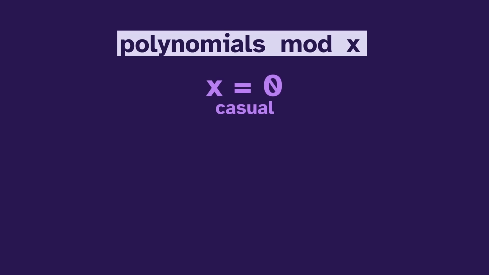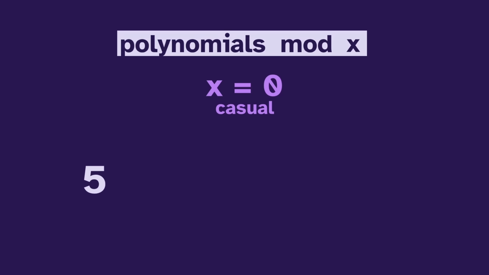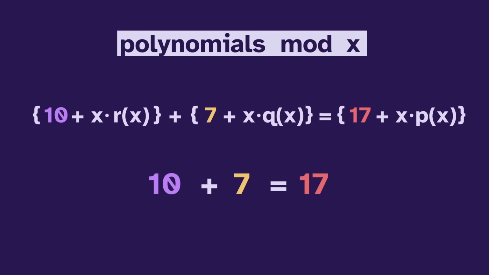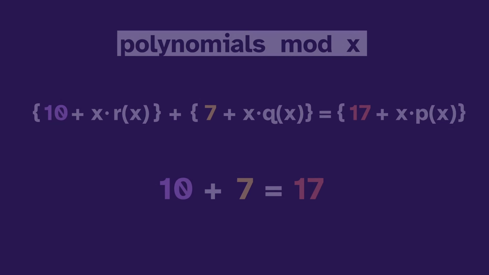The casual definition is to set the modulus equal to 0. x is 0, so for any polynomial, all the x terms zero out, and we're left with just the constant. The polynomials mod x are an unnecessary and overcomplicated version of the constants. But that's okay. That's what this channel is all about.